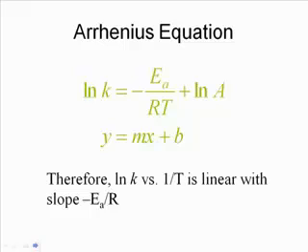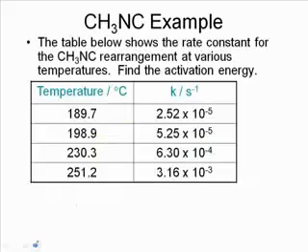Okay, now as we did with the first order and second order integrated rate laws, we can do the same kind of thing with the Arrhenius equation. If you look at it, it's in the y equals mx plus b format. So if we plot natural log of k versus 1 over the temperature, we can find activation energy, which is a pretty common thing to be asked to do. So let's look at this data. I've already put it into my calculator.